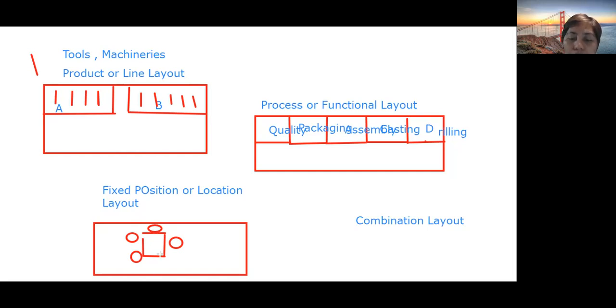Okay, so when do we use this fixed position? Manufacture of bulky and heavy products such as locomotives, ships, boilers, generators, etc. Construction of buildings, flyovers, dams. Okay, so it's really heavy work.